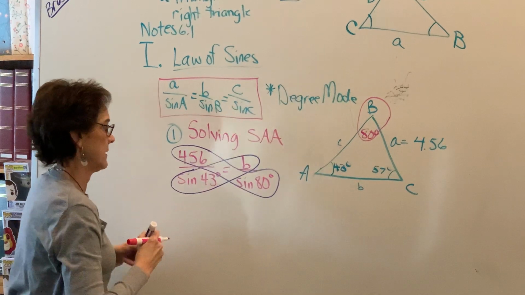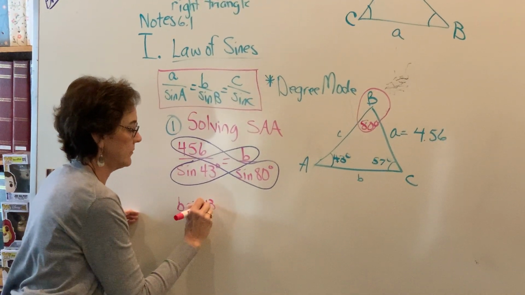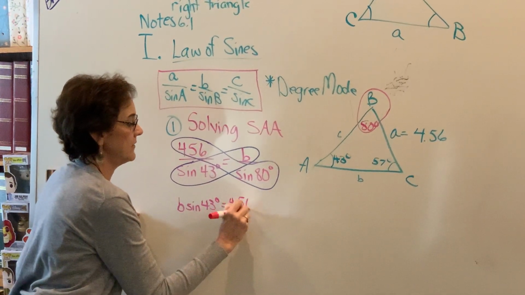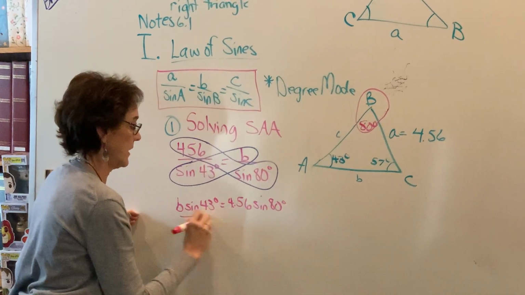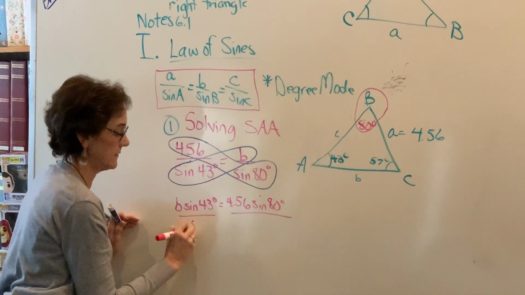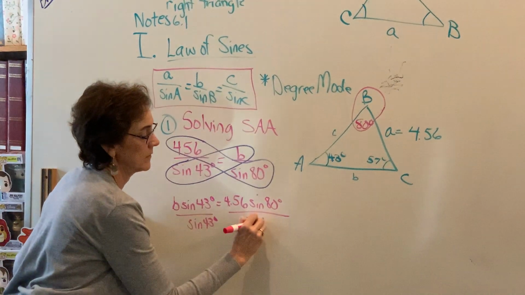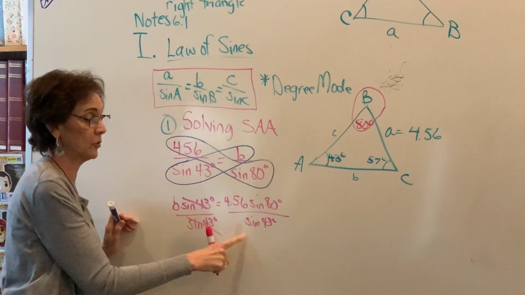Okay. So B sine of 43 degrees equals 4.56 times the sine of 80 degrees. Divide both sides by the sine of 43 degrees. Cancel, and that's the value of B.